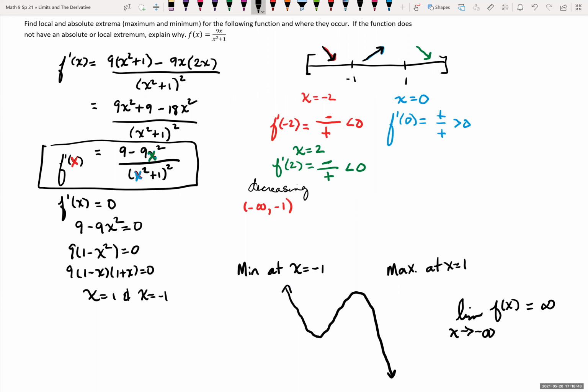Same sort of reasoning when we're looking at the limit as x goes to +infinity of f of x. Our y value is shooting down to -infinity. It's never hitting a smallest y value. So there's no absolute max or absolute min.